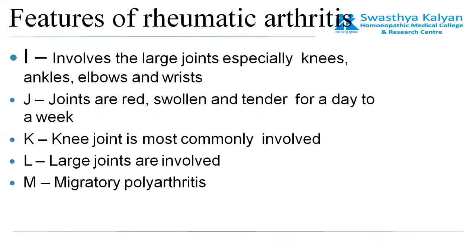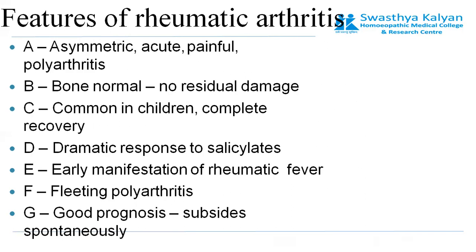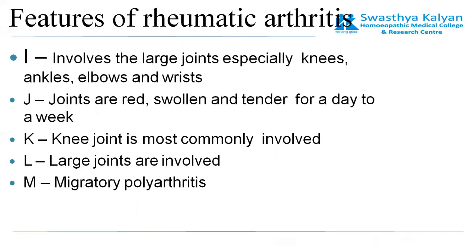Also, IJKLM is also used. That involves a larger joint, especially knee, ankle, elbow, and wrist. Joints are red, swollen, and tender for a day or a week. Knee joint is most commonly involved. L stands for large joints are involved, and M stands for migratory polyarthritis. It is same as that of F, that is fleeting polyarthritis. We have migratory polyarthritis.